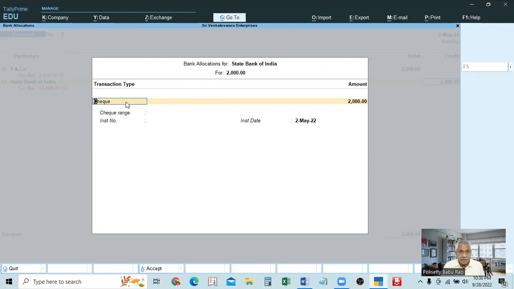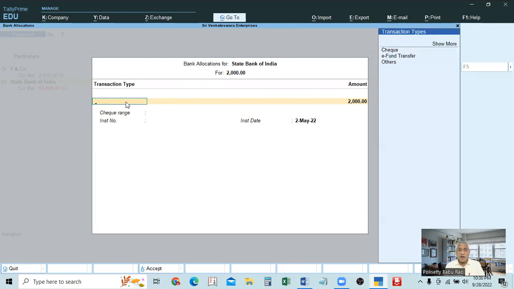Here transaction type, how you paid. How you paid through bank means, give a check. So that is payment to the bank only. And there are many methods for that. You see here, if you click space bar, you will get check or DD, check, e-funds transfer, others. Check means check. E-funds transfer means transferring the funds online, RTGS, NEFT, net banking, all this will come. And others means some other means.